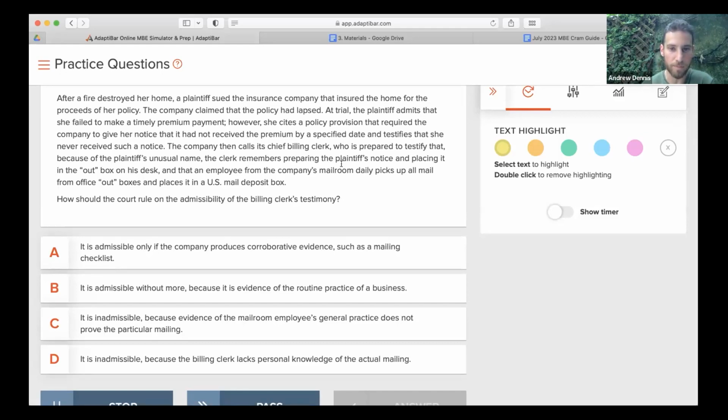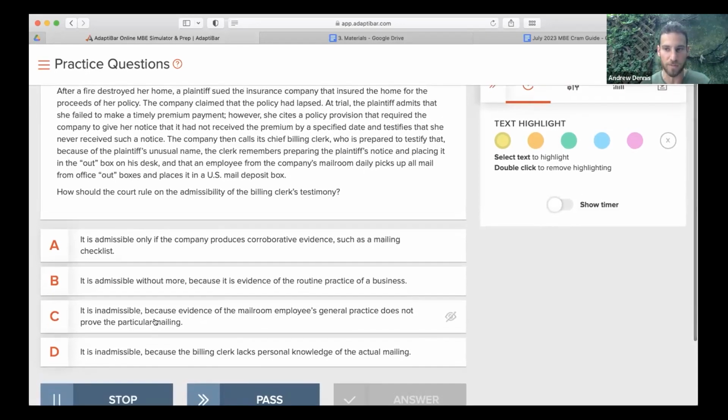So he remembers preparing the plaintiff's notice and placing it in the outbox on the desk, and that an employee from the company's mailroom daily picks up all mail from offices' outboxes and places it in a U.S. mail deposit box. So, admissible only if the company produces corroborative evidence, such as a mailing checklist. It is admissible without more because it's evidence of the routine practices of the business. It is inadmissible because evidence of the mailroom employee's general practices does not prove the particular mailing. It is inadmissible because the billing clerk lacks personal knowledge of the actual mailing.